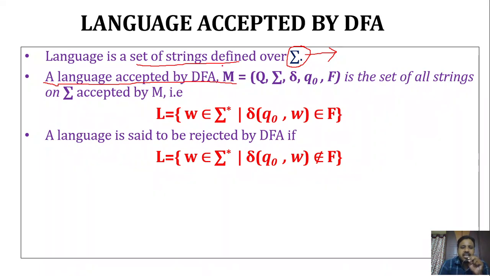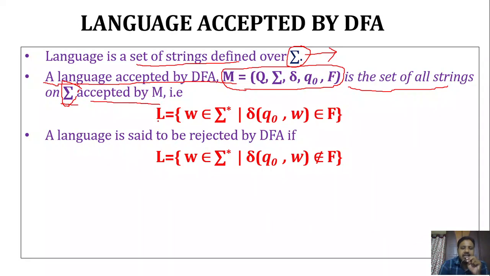Here we are saying that the language which is accepted by DFA M, where we specify the quintuple notation. That means we are representing the DFA here with a mathematical notation, M = (Q, Σ, δ, q0, F). We have seen this quintuple notation in the previous session. The language is the set of all strings on sigma accepted by M. So M is a DFA, and the language accepted by DFA M consists of a set of strings which are defined over the alphabet set sigma.